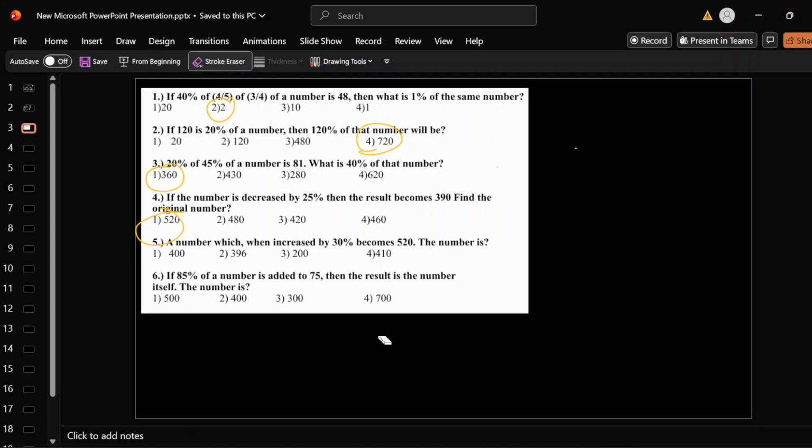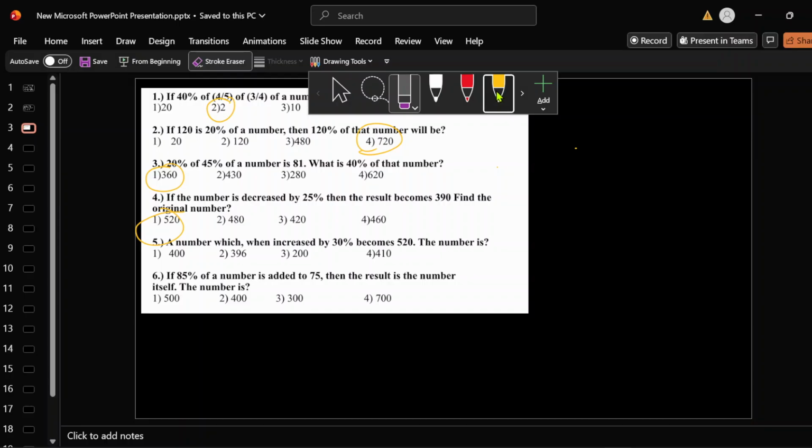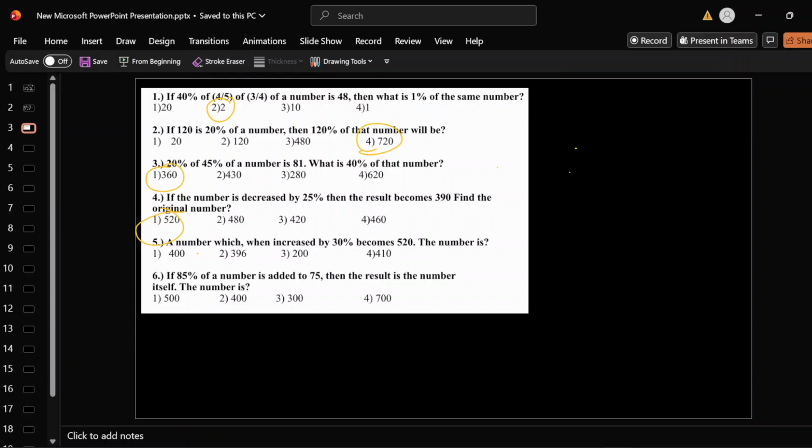What is the fifth question? The number which when increased by 30% becomes 520. The number is... Let us assume the number, in the previous way, the number be 100%. 100% of x is the same as x.